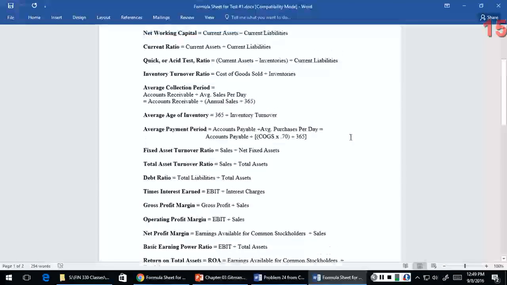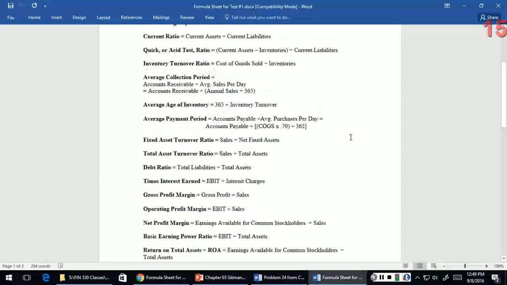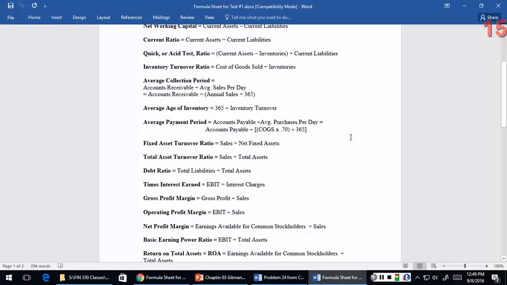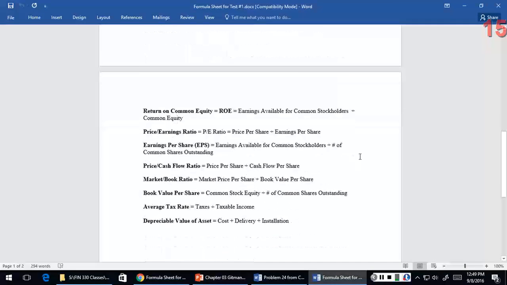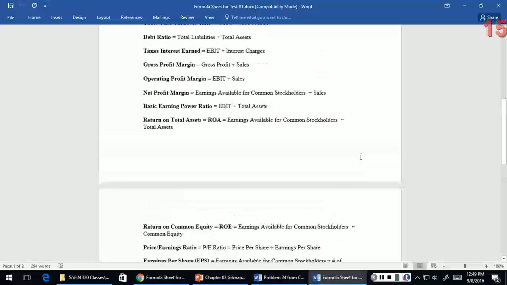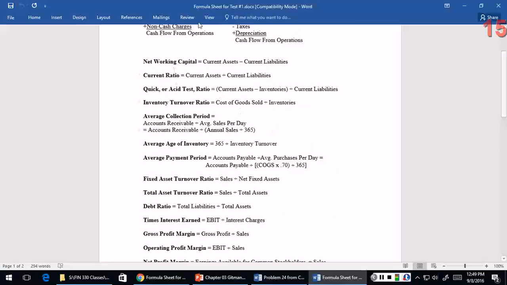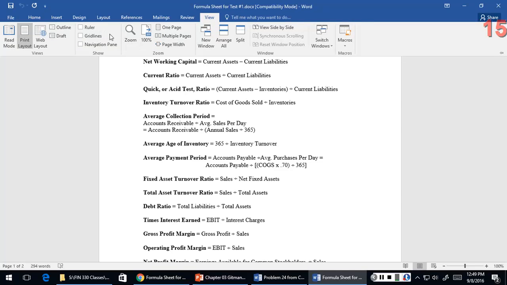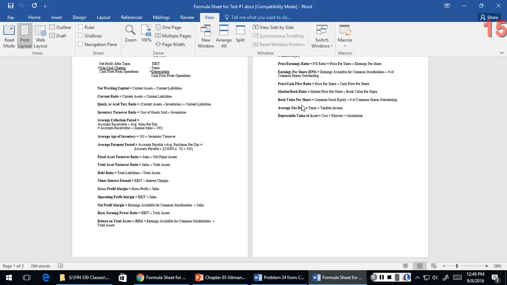Okay, now what you see here is your formula sheet for the test, and these are going to be most of the ratios that you're working with. This is one page. I'm going to put these here just in case you would like to use them. Can you see that still? Is that too small?